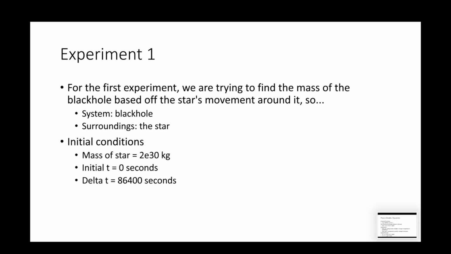For the first experiment, we're trying to find the mass of the black hole based off the star's motion around it. So the system will be the black hole, the surrounding is a star, and the initial conditions are the mass of the star is 2e30 kilograms, and initial t is 0 seconds, and our delta t is 86,400 seconds, which is 1 day.